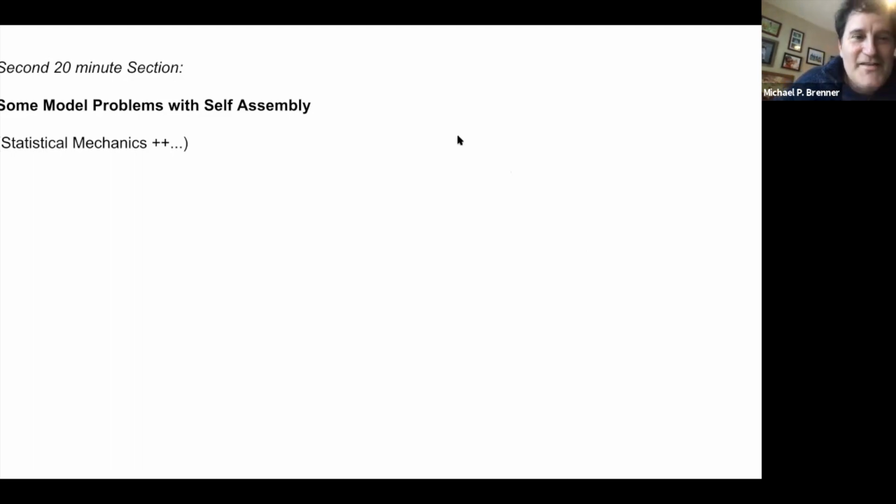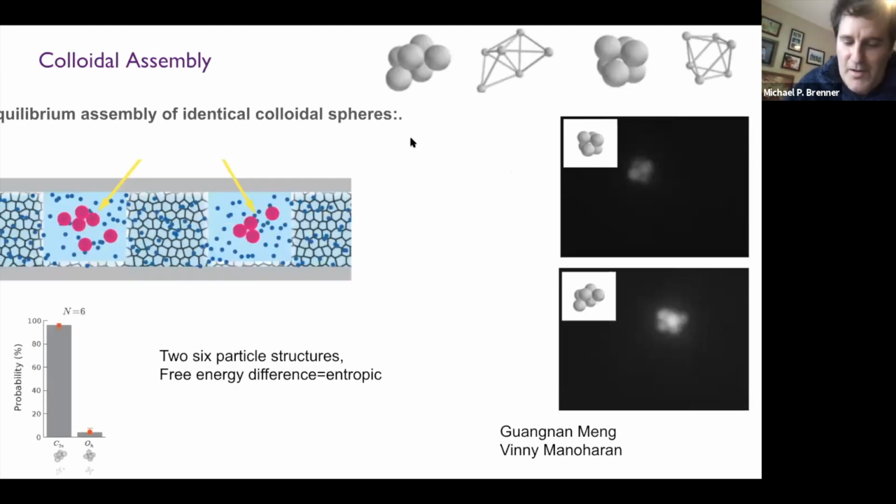Okay, so second 20-minute section, model problems with self-assembly. We started working on this more than a decade ago with Vinny Manoharan, who was interested in, with Guangdong Meng, colloidal self-assembly. What Vinny and Guangdong did was to put colloids in a box to let them interact with depletion interactions, and they would then form clusters.